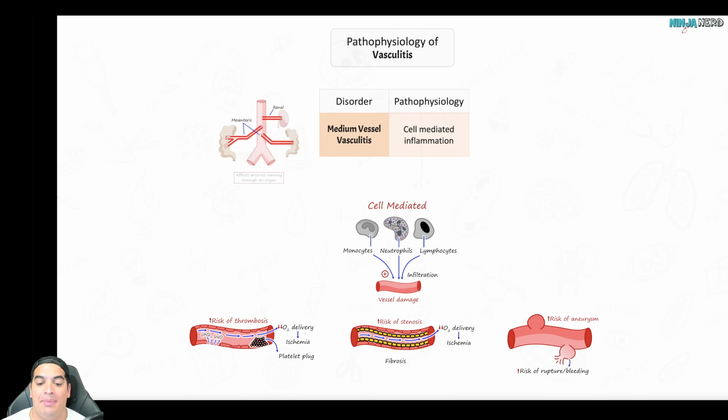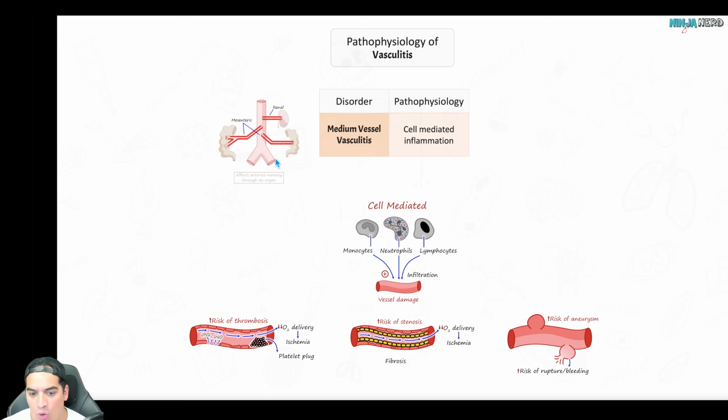Now, when this happens, again, the same thing occurs, is that these vessels, renal, mesenteric, and so many more, can have thrombosis of them, which can lead to ischemia to these organs, stenosis, which can lead to ischemia to these organs, and aneurysms that can bleed, leading to bleeding that can occur along these areas.